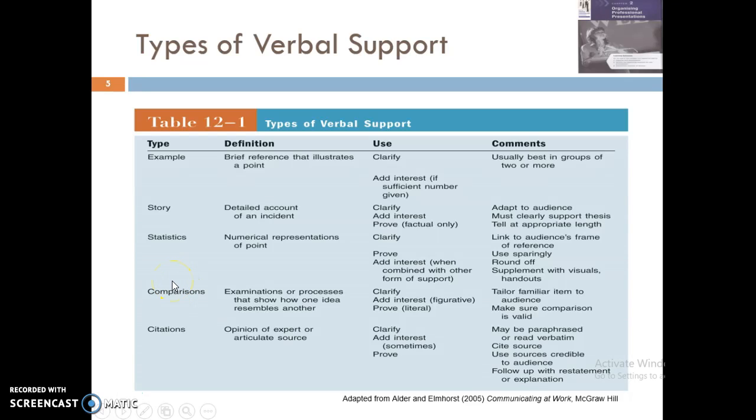The fourth verbal support is comparisons. What it does is that it clarifies, it adds interest, and it provides proof. And the next one is citations. Citations clarify, add interest, as well as provide the proof.